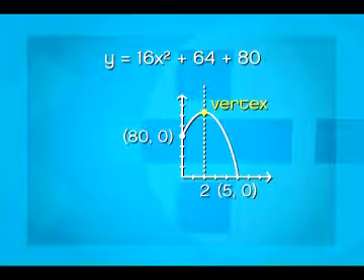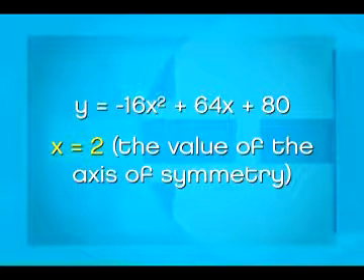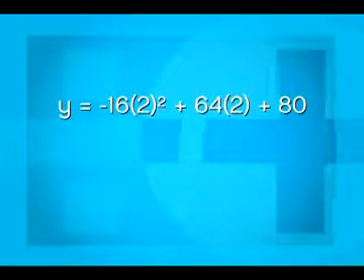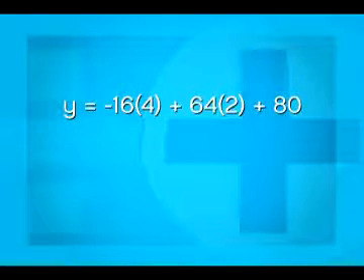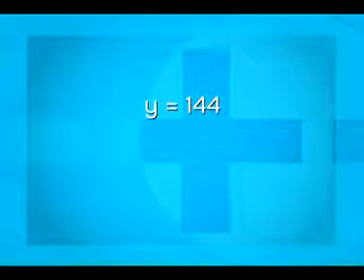So what's the highest point on the axis of symmetry? If 2 is a value for x for the axis, we have to substitute 2 for x in our original equation and solve for y. To solve for y, we'll first square our 2 in the first term. Then, we'll multiply the first term by 4 and the second term by 2. Then, we just add our numbers and y equals 144. So, our vertex lies at x is 2 and y is 144.